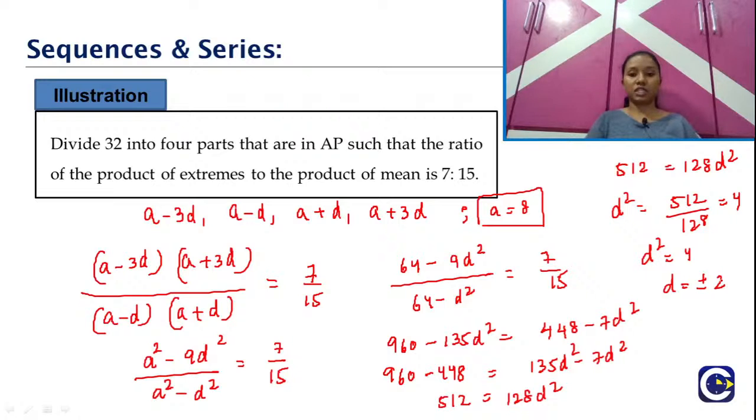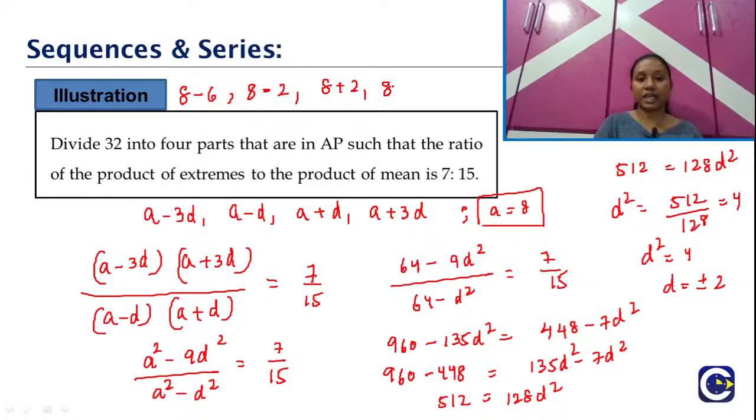But here you have to identify that this is not a decreasing AP, so it will obviously be an increasing one. So from here directly the D value will be 2. So A will be 8. So 8 minus 6 here, and then 8 minus 2 here, and then 8 plus 2 here, and then 8 plus 6. So these are the 4 parts.